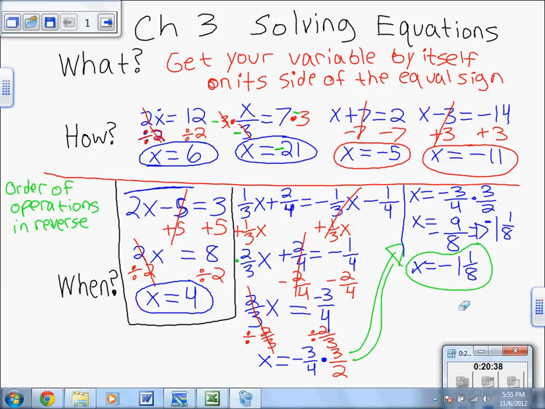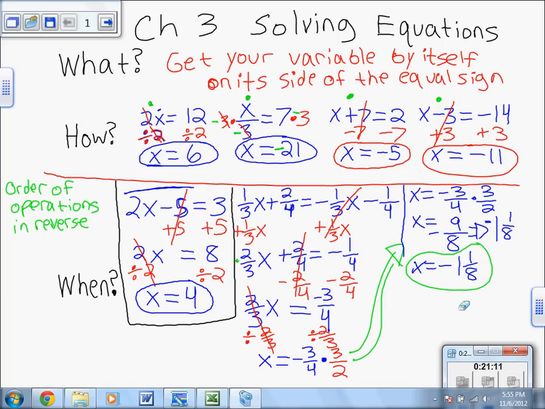You do that by getting your variable by itself on its side of the equal sign. Move everything away. The how do you move things? Because the what is get by itself, so move everything away from the variable. And now the how is move those items by doing the inverse operation to both sides. Do not forget, inverse operation is a fancy way of saying the opposite operation. The opposite of multiplying up here was dividing. The opposite of dividing is multiplying. The opposite of adding over here is subtracting. The opposite of subtracting over here is adding.